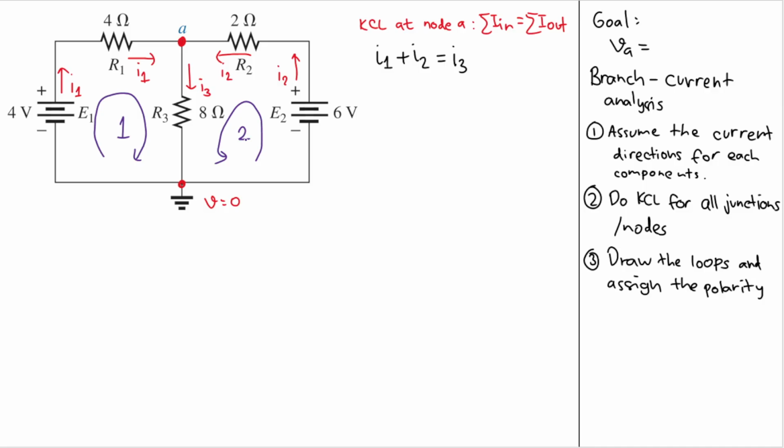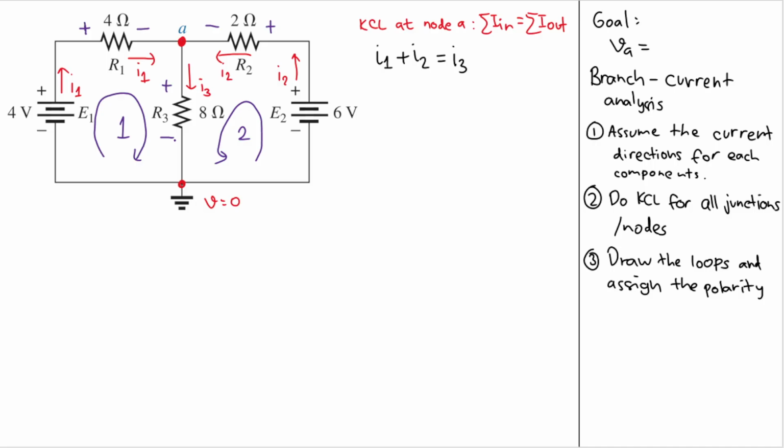Now what we need to do is assign the polarity for each resistor. In each resistor, the current comes from the positive side and goes to the negative side. Because the current goes to the right here, it comes from here and goes here. We can apply the same logic here because it is going to the left. The positive side will be here and the negative side will be here. For R3, the current goes down, so the positive side will be on top and the negative side on the bottom. All good until here.